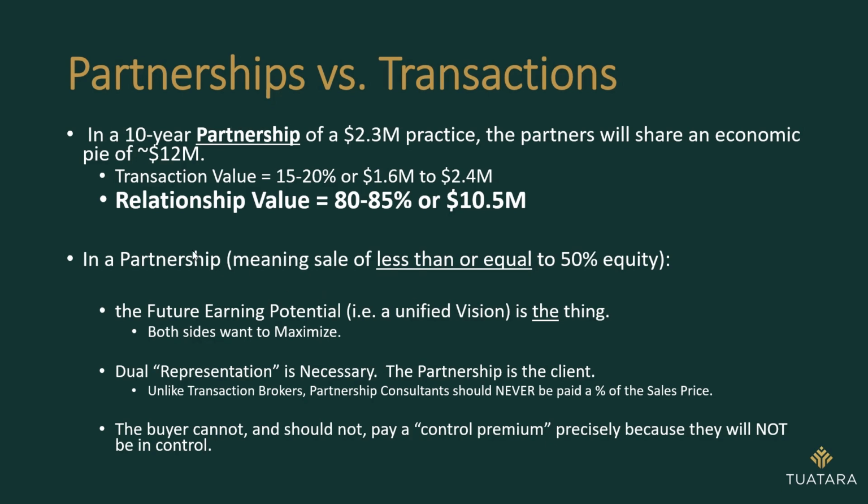So it's possible, if not likely, that we have different prices that could be paid for the same practice depending on the percentage that's being sold. Some people talk about this as a minority discount. We're talking about it as a control premium.